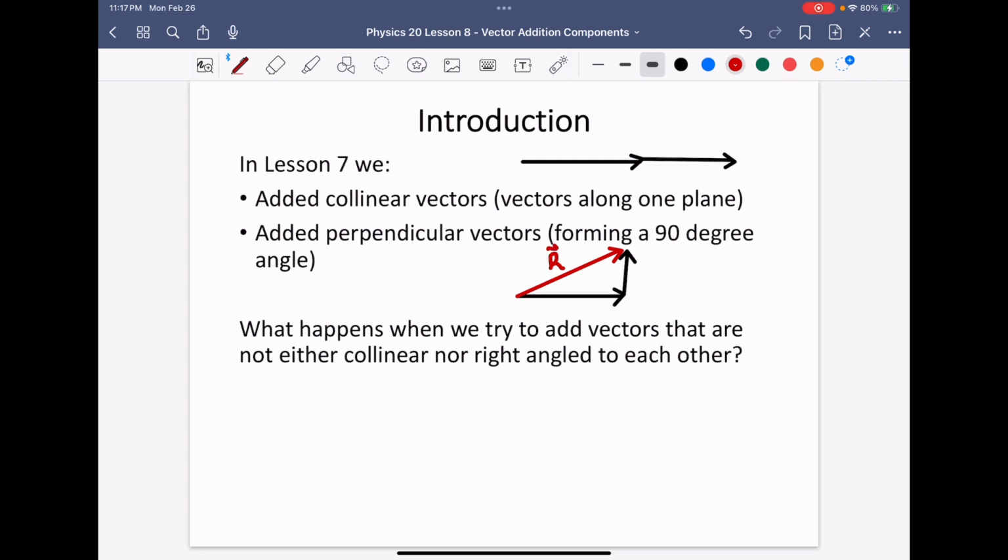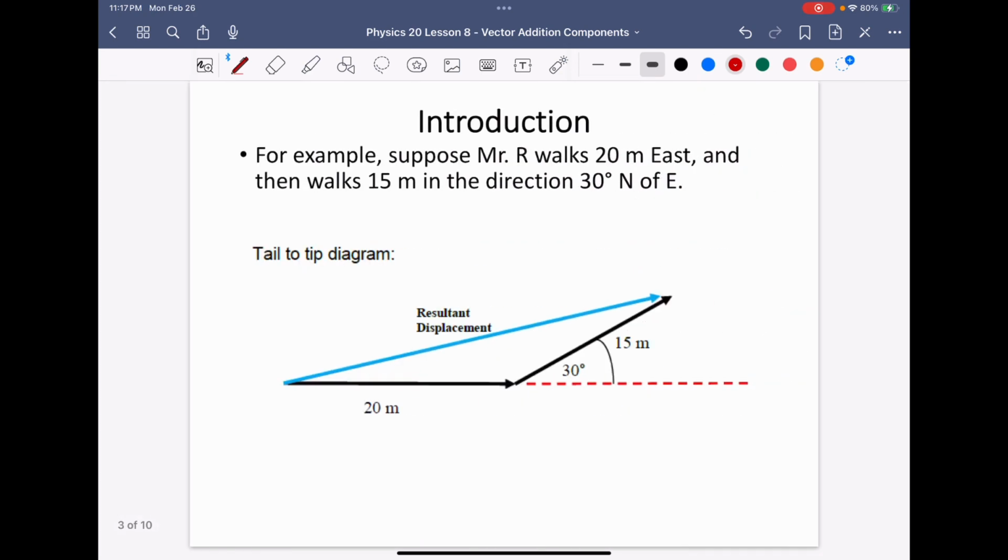But what happens if we try to add vectors that aren't collinear, or that don't include this right angle triangle? Well, that introduces what we are going to talk about in lesson 8, where seemingly it looks like it is not a right triangle, but we're going to try and force it to have this right angle so that we can do it in terms of the vector addition that we've done in lesson 7. So it's applying a slight contextual piece that's a little bit different, but when we actually break it down, you're going to see that it's very, very similar to the content that we've done before.